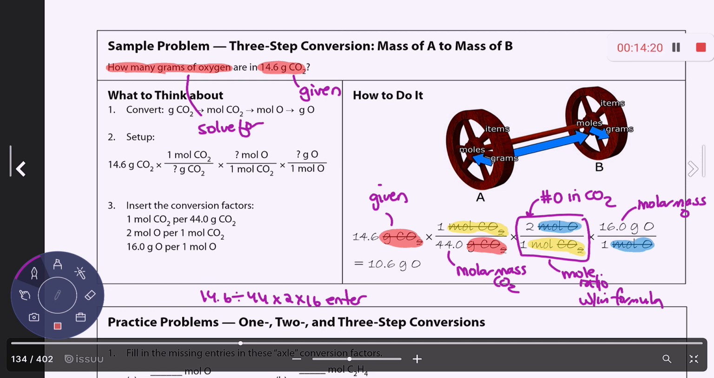And then what we're going to do is some practice problems, and then we are done with this section. Okay, let me stop this.